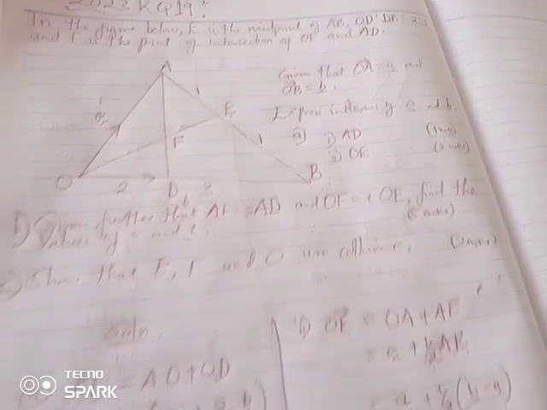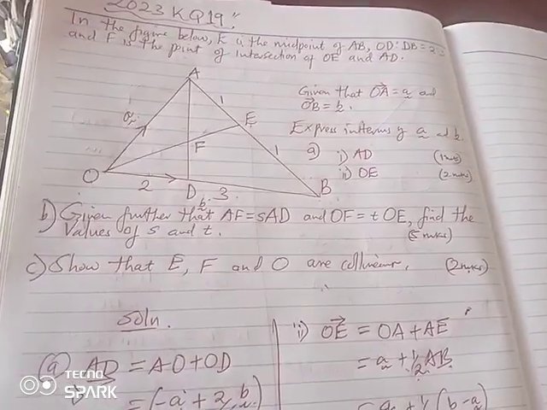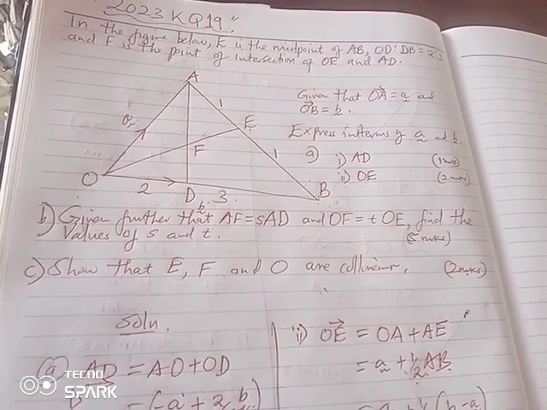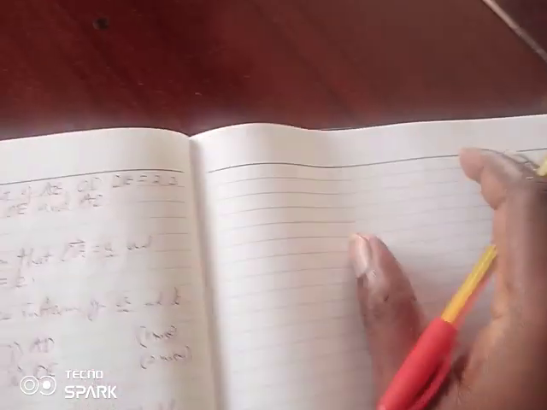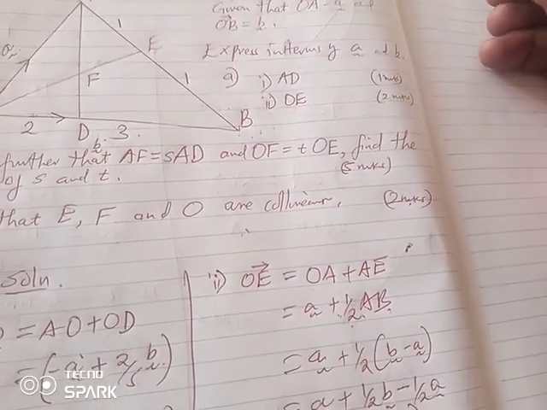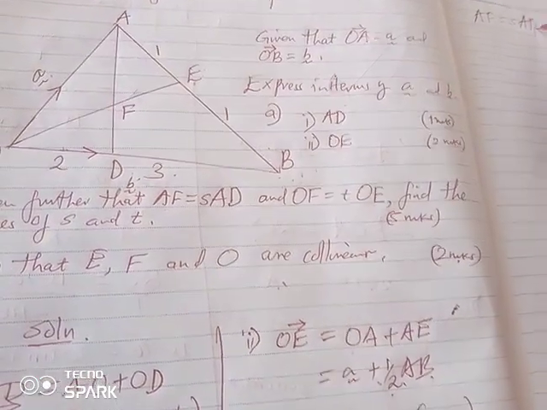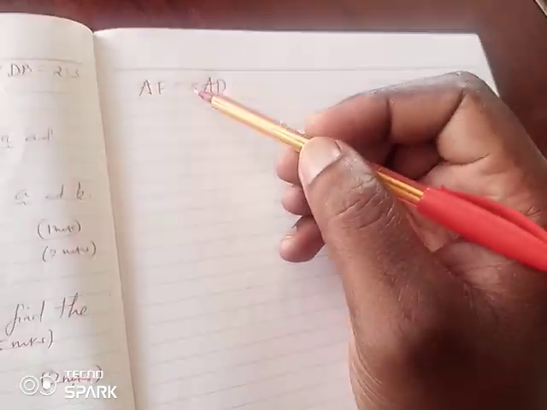So going to the second part of the question, and that is where we have good marks. We can't afford to lose them. We are told, given further that AF is equal to S of AD. Like I said, S here is simply a scalar.